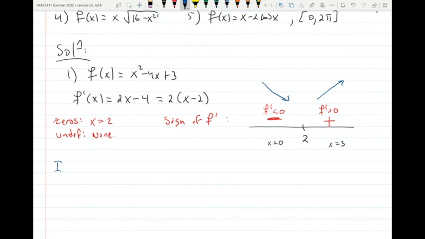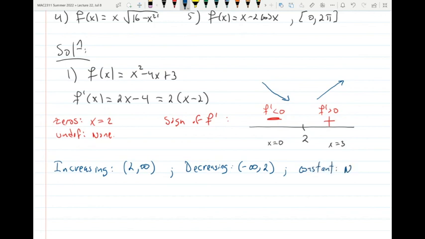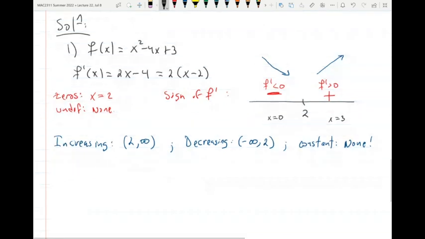So the conclusion is, where is the function increasing? The function is increasing on the interval from 2 to infinity. That's where the arrow is going up, where the derivative is positive. Then the function is decreasing from negative infinity to 2, and constant: none. The function is never constant. All right, that was one example.